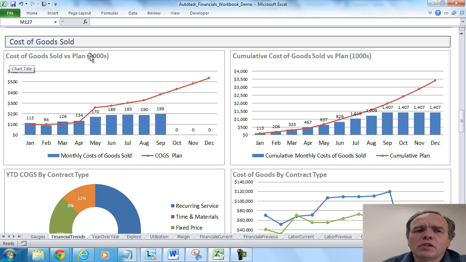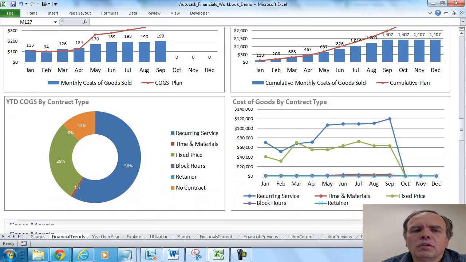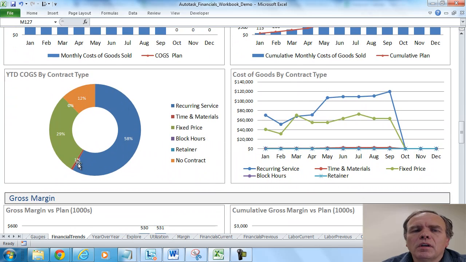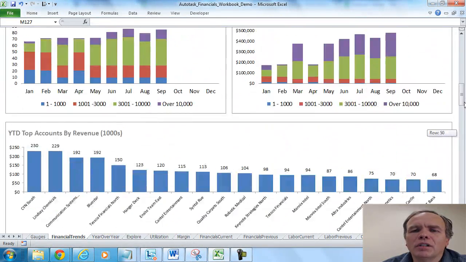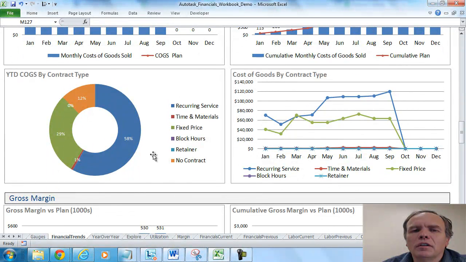So what we wind up seeing here is the cost of goods sold versus your plan targets, and this is where you're actually trying to manage how much is being spent. So you can have a target for that as well in a cumulative year to date. Oftentimes, if your revenue is higher, you're going to have some higher costs. So these go hand in hand. Likewise, we show you the cost of goods sold associated with various contract types. Interestingly, before we saw that 84% of our revenue came from recurring service, but you can see that only 58% of our costs come from there. So you're going to get a feel for what the margins are going to be showing.